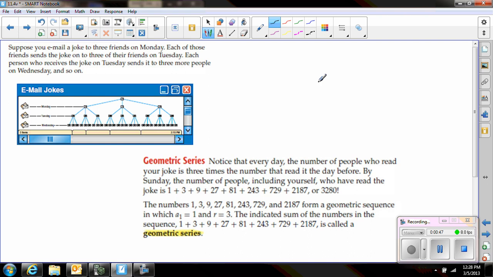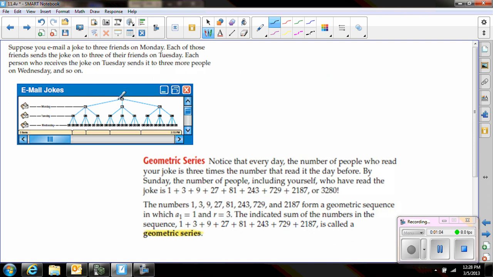So to start things off, let's look at another real-world example. Suppose we email a joke to 3 friends on Monday. Each of those friends sends the joke to 3 of their friends on Tuesday. Each person who receives the joke on Tuesday then sends it to 3 more people on Wednesday, and so forth.